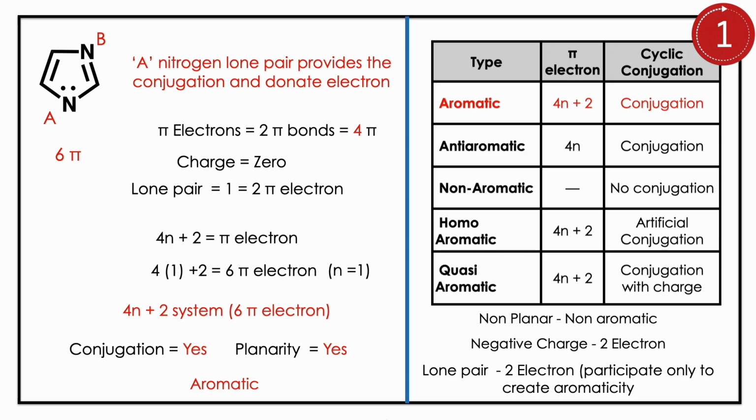If you count pi bonds, it has 2 pi bonds with 4 pi electrons. Charge is 0, lone pair is 1, which is 2 pi electrons, which is a 4n plus 2 system with 6 pi electrons where n equals 1. The conjugation is definitely there because the lone pair helps with conjugation. Planarity is also there. So 4n plus 2, conjugated, and planar means the given compound is aromatic.